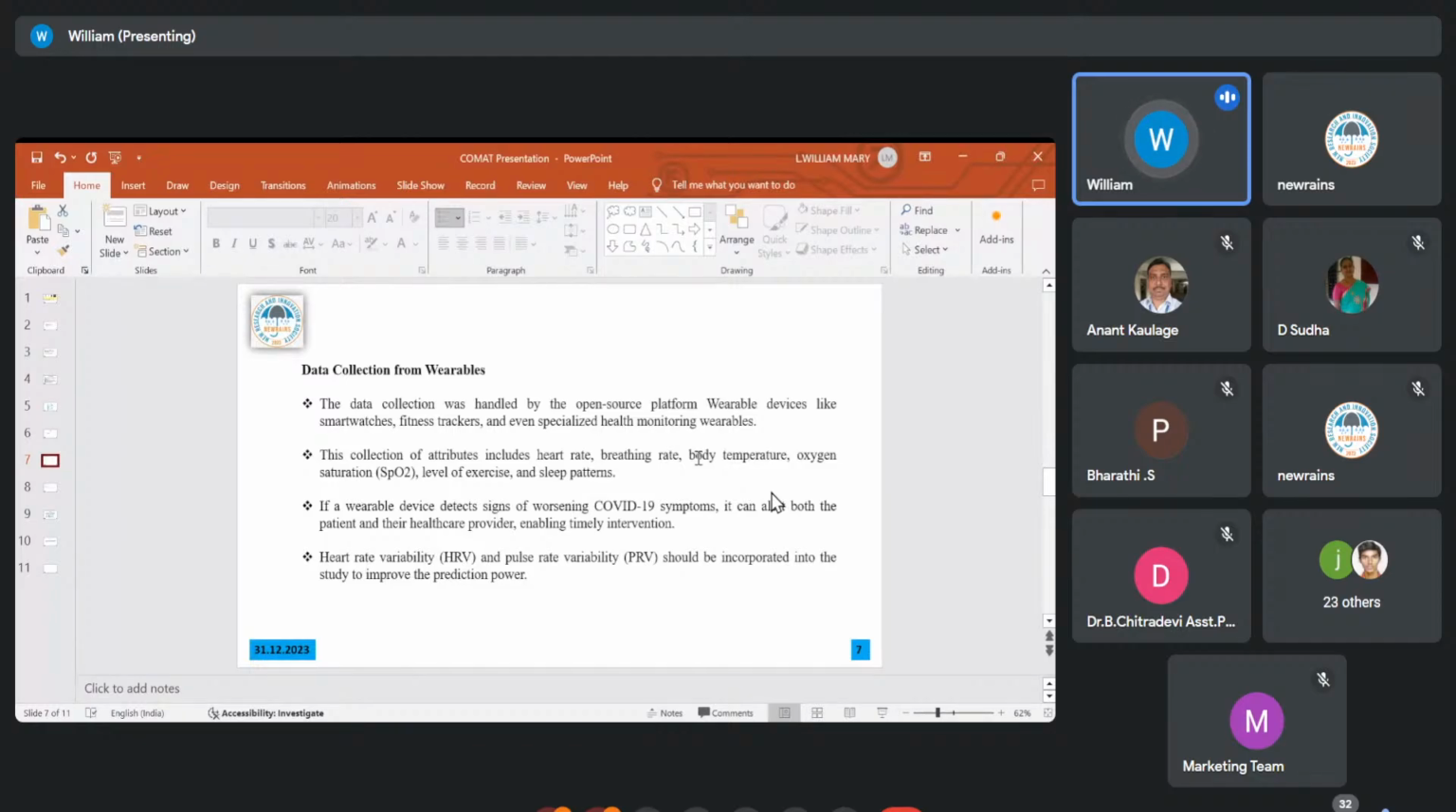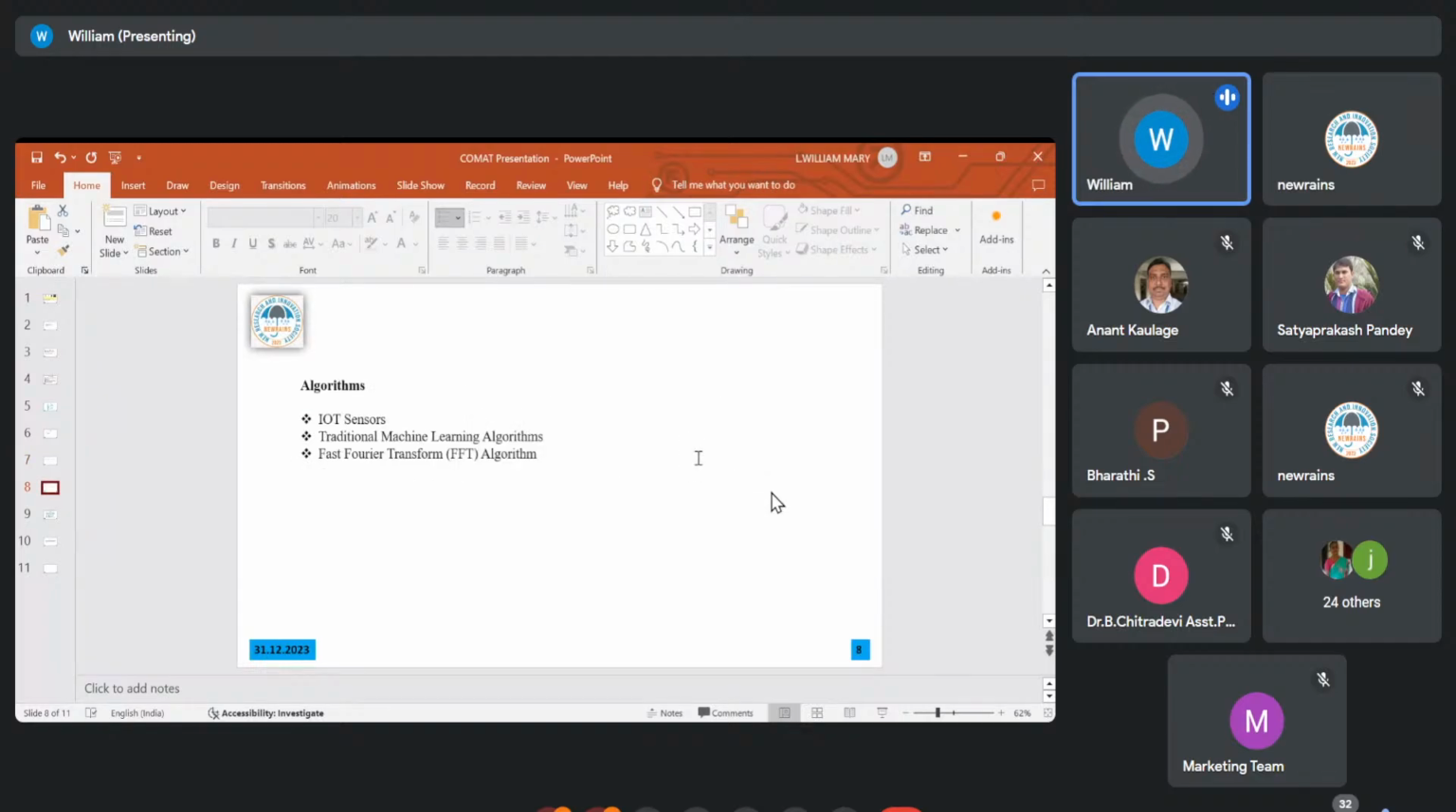Most of it has been collected through open source platforms of wearable devices like smartwatches and fitness trackers. The collected attributes are heart rate, breathing rate, body temperature, and oxygen saturation. This is for the COVID-19 cases. COVID-19 researchers have collected open source data, and these wearable devices also detect signs of COVID-19 symptoms, which is more helpful for the researchers. Heart rate variability and pulse rate variability should also be incorporated in this study.